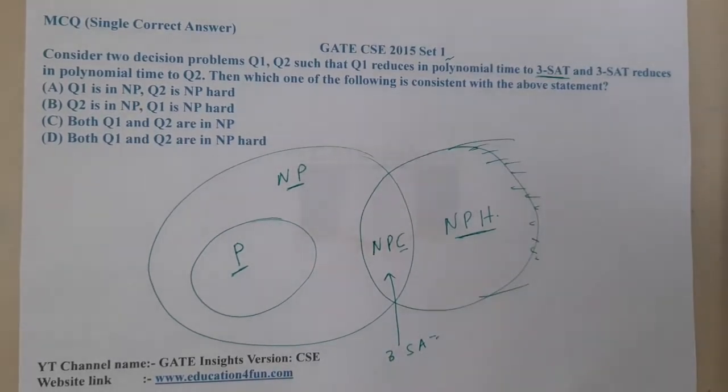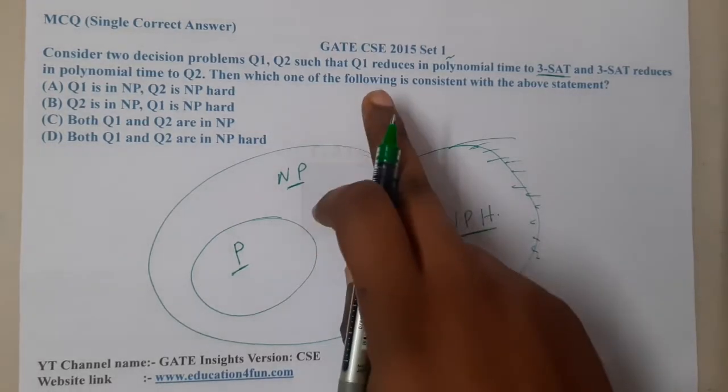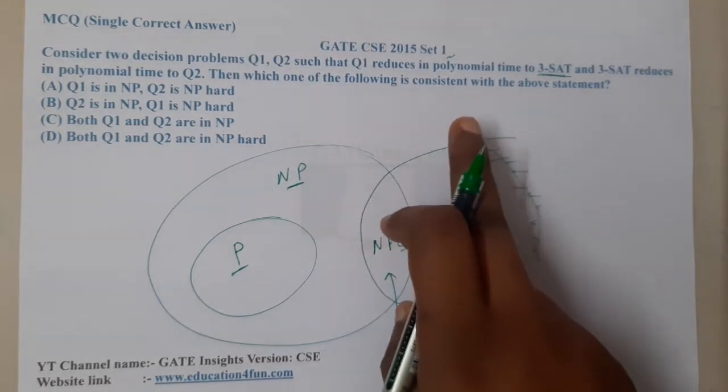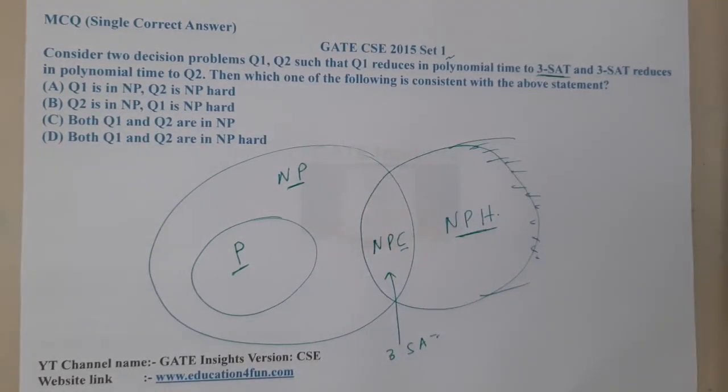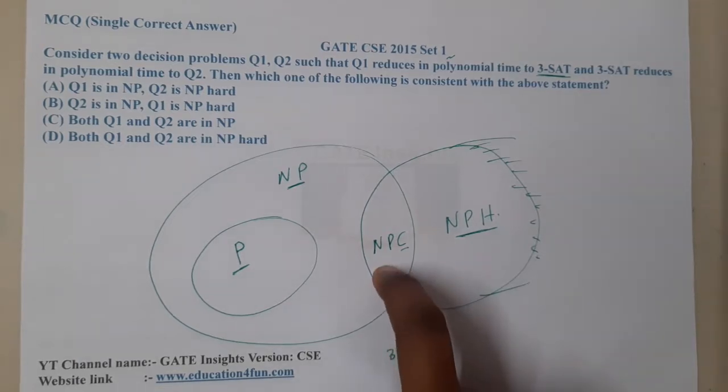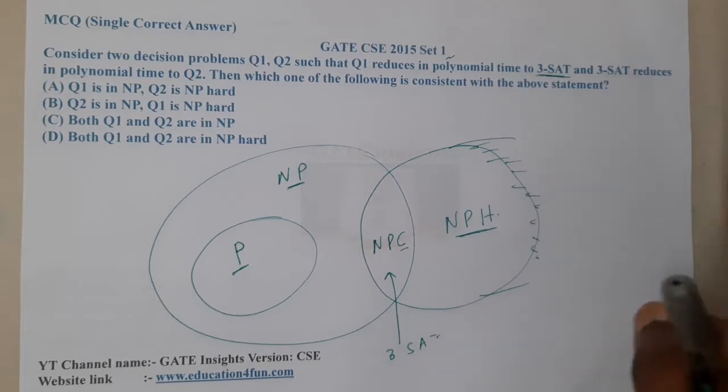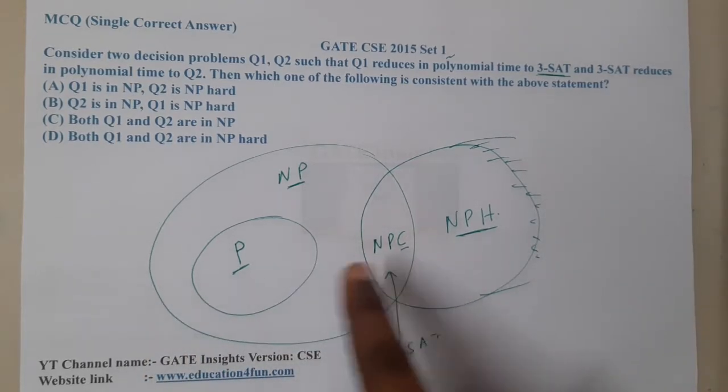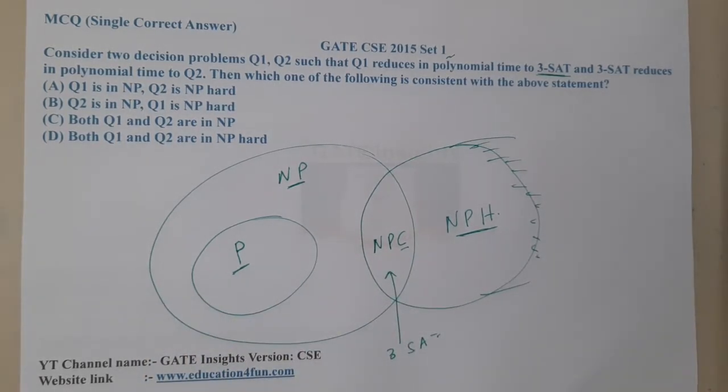Now what they are saying is Q1 reduces in polynomial time to the 3-SAT problem. So they are saying Q1 is reduced to the 3-SAT problem. And the 3-SAT problem reduces in polynomial time to Q2. Then which one of the following is consistent is the question, right?